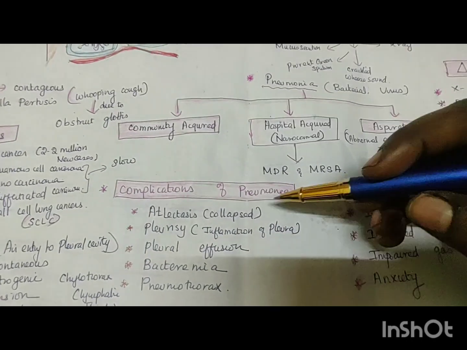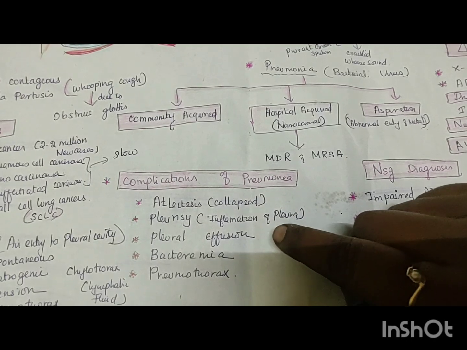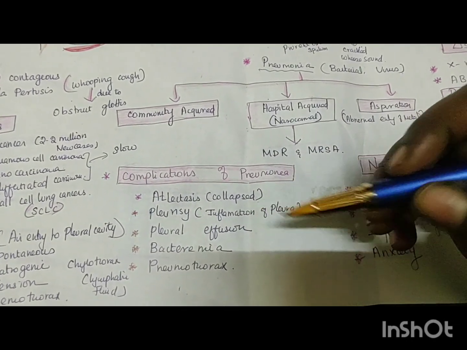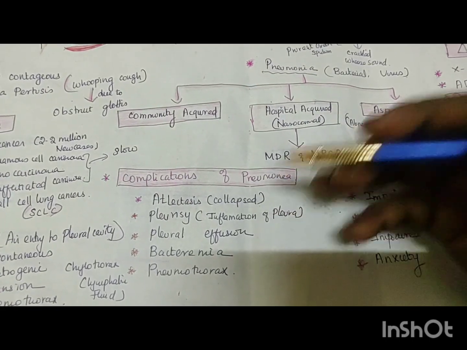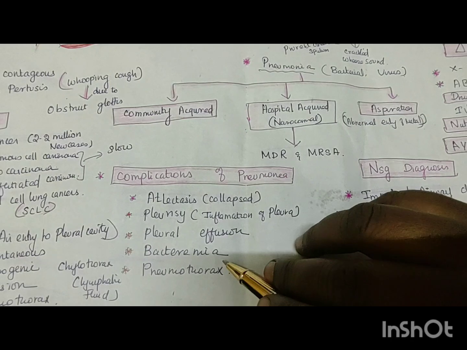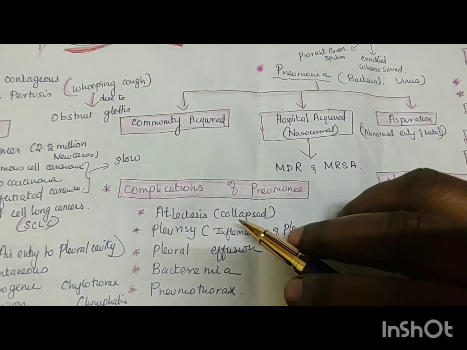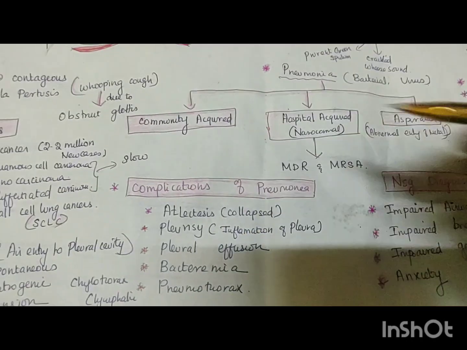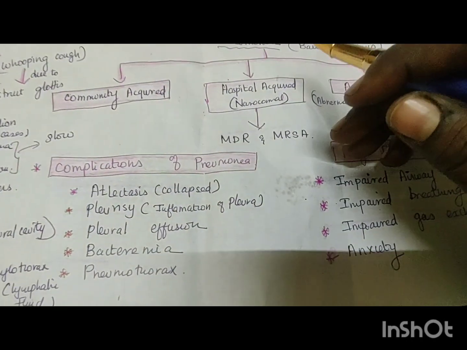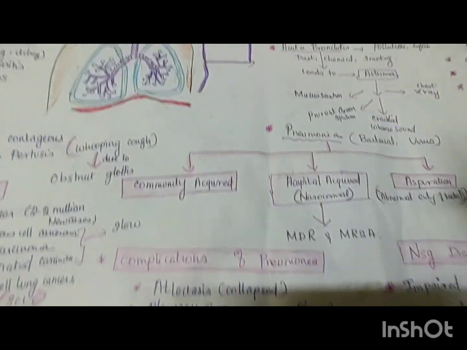Atelectasis is nothing but the collapse of the lungs, and pleurisy. Collapse may occur due to pleural effusion, or bacteremia leading to lung collapse, or pulmonary hypertension may also lead to the collapse, and also pneumothorax. So these are all the main complications of pneumonia. And as I told you, commonly you can remember this nursing diagnosis, anywhere you can apply it.